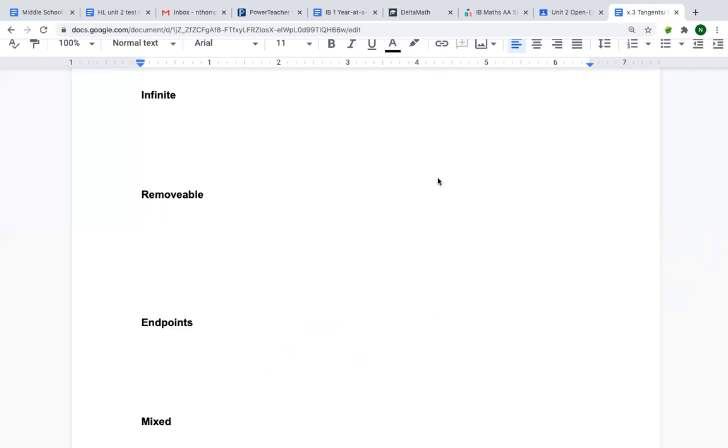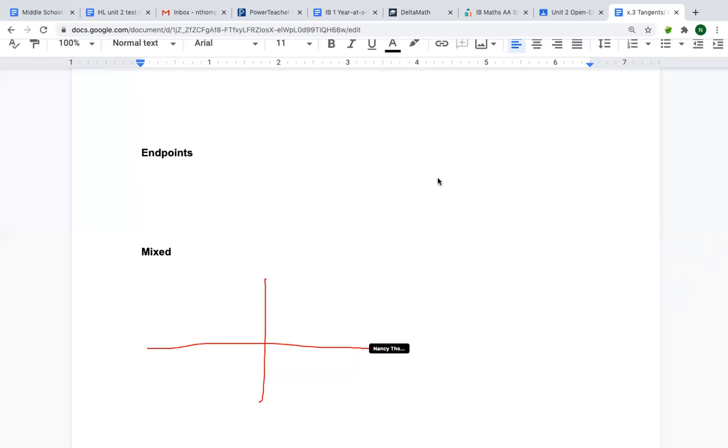And then, of course, mixed is some combination of these. Sometimes I might have a graph that has multiple types. So it could look something like this. There could be an infinite discontinuity here, but maybe there's also a hole here. So that's called mixed. So that's discontinuities. I think it's pretty straightforward.